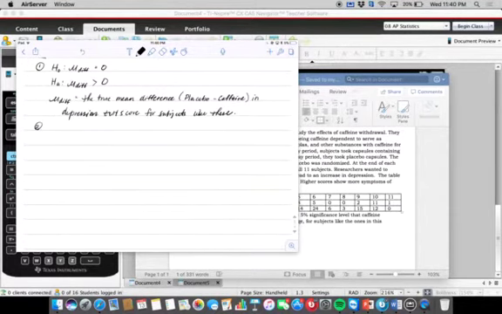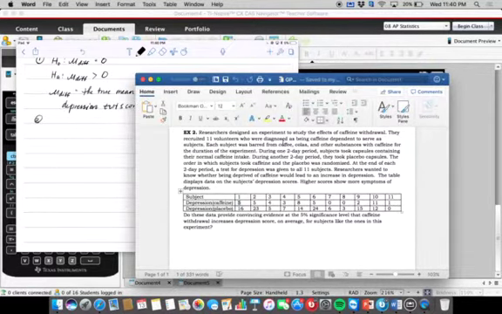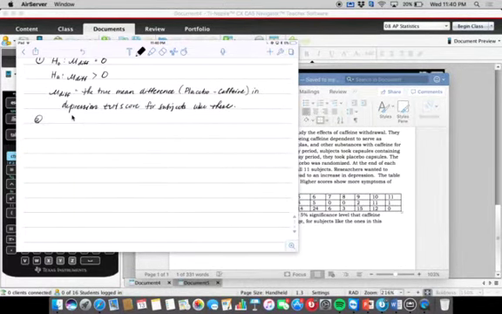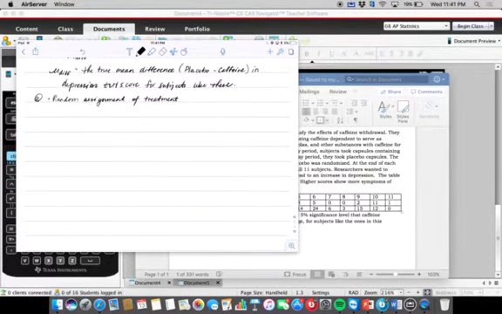Step 2 is of course going to be our conditions. The first one is going to be randomness. Notice they don't really talk about randomly selecting individuals, but they do talk about randomly assigning the pills to each individual, whether it's going to be the caffeine or the placebo. So what we're going to write for the first one is random assignment of treatment.